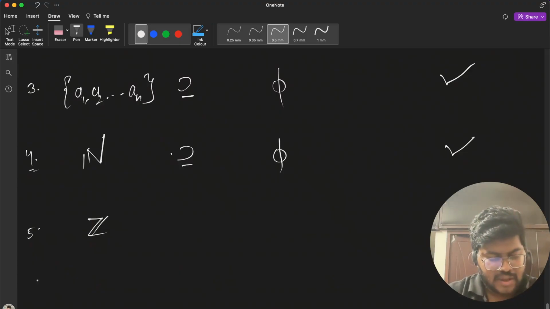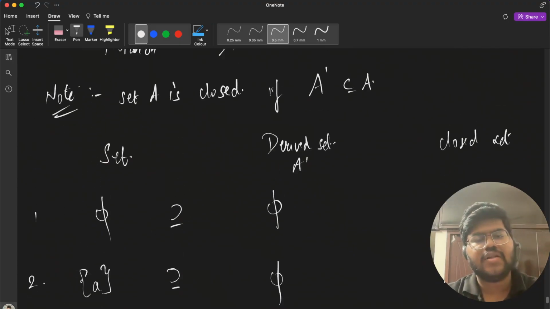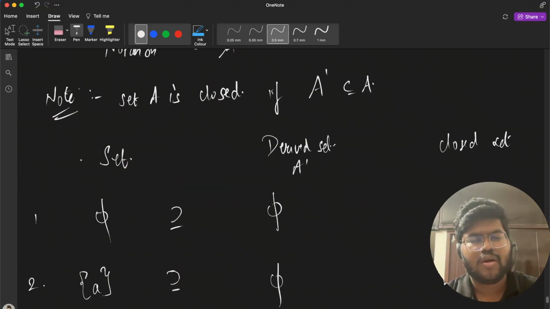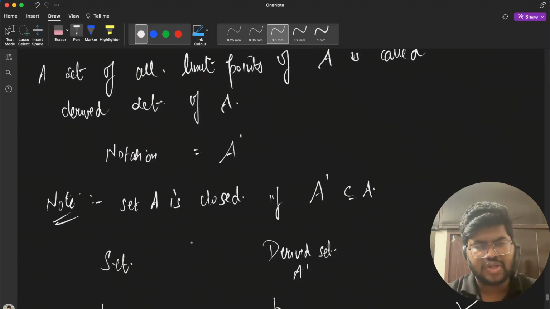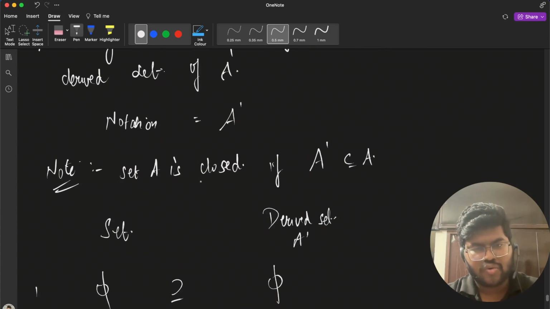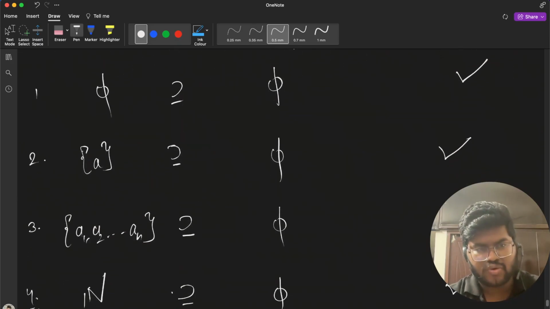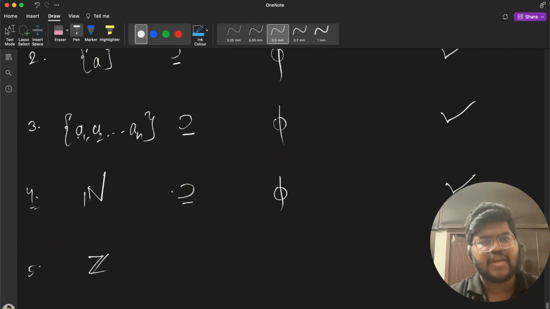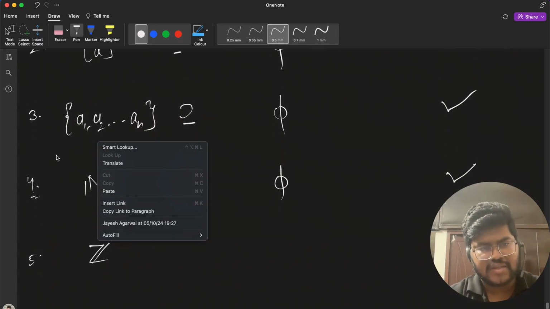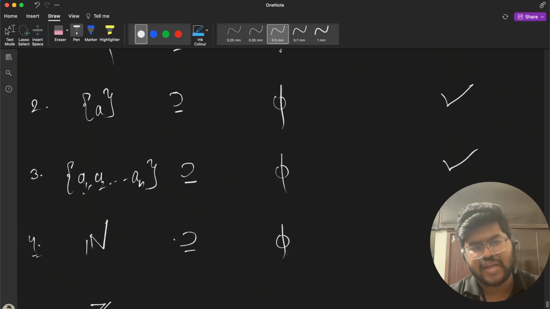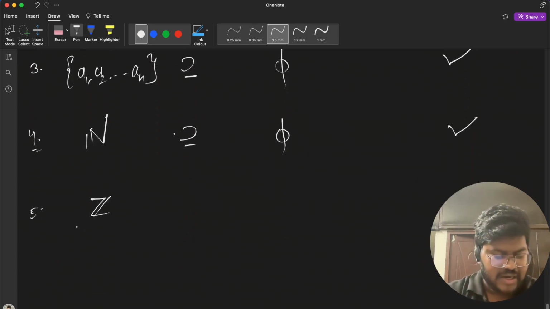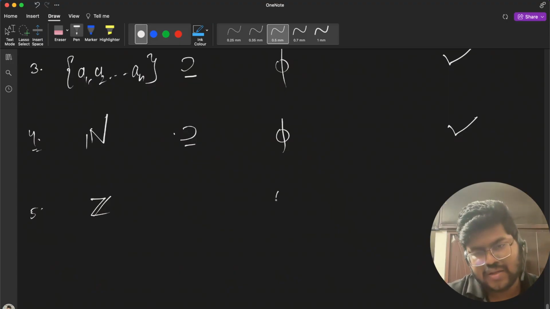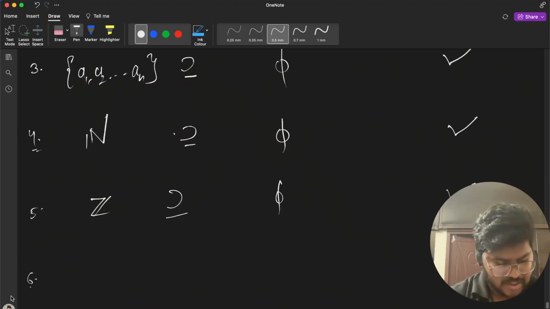What I am saying, I have written the notation as A dash, and I have said that the set A is closed if A dash is a subset of A. So I will be commenting on this closedness of the set basically. So the singleton set A, the finite set, the natural numbers and the integers. The set of integers has no limit point, so it is a subset. So that is why Z is a closed set, right?